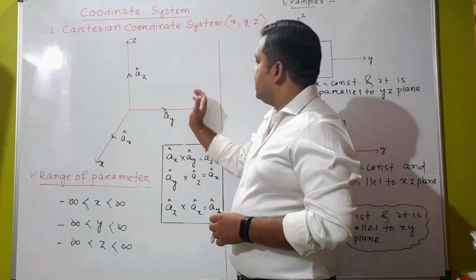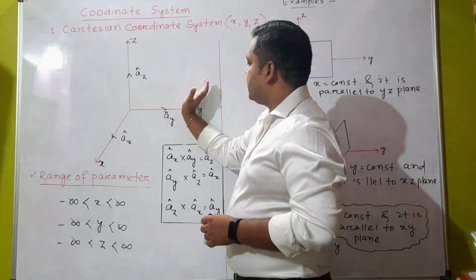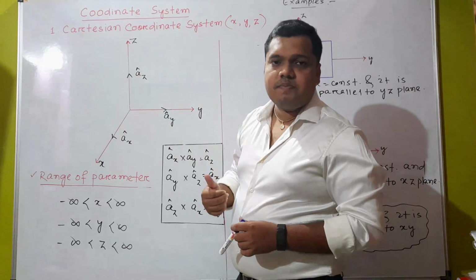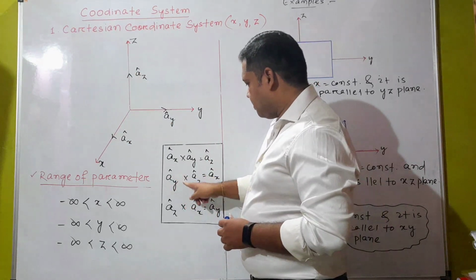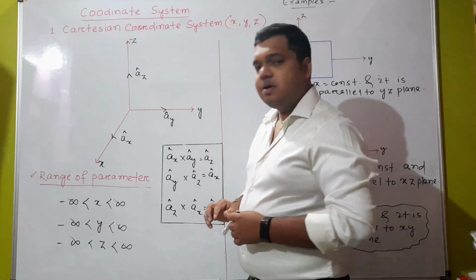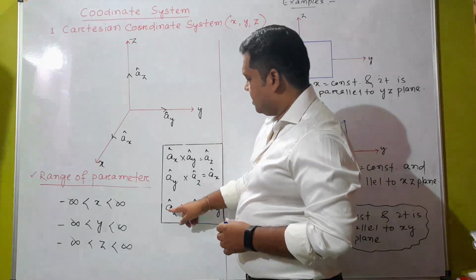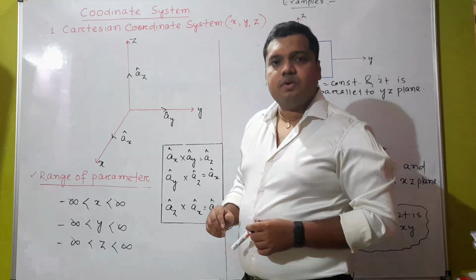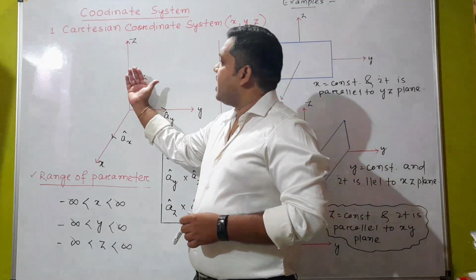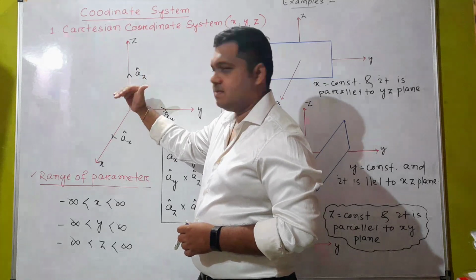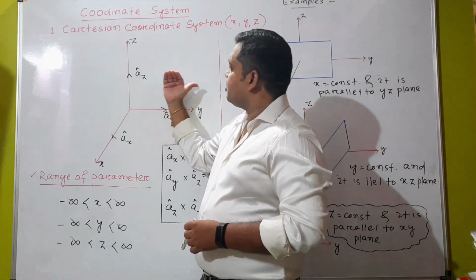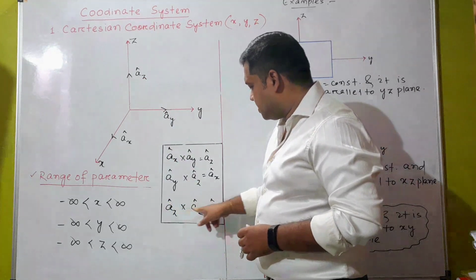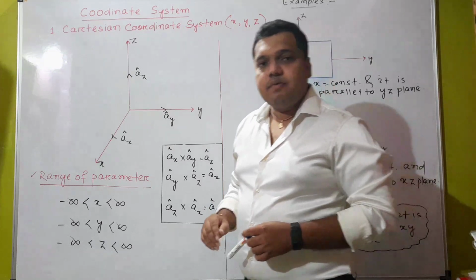Similarly, a_y cap cross product a_z cap is equal to a_x cap. What does it mean? If I move in this direction, from y to z, then my thumb represents the direction of x. Similarly, a_z cap cross product a_x cap is equal to a_y cap. If I move from z to x, like this, then my thumb represents the direction of y.